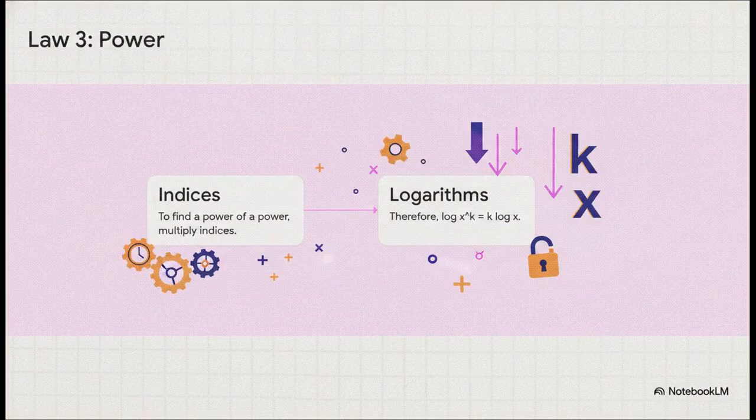And finally, let's look at Law 3. Back in the familiar land of indices, to find a power, you multiply the indices. In the world of logarithms, this means if you have an exponent hanging out inside the log, say log of x to the power of k, that exponent doesn't actually have to stay trapped up there. It can drop right down to the front and become a multiplier. Therefore, log of x to the power of k becomes k times log x.